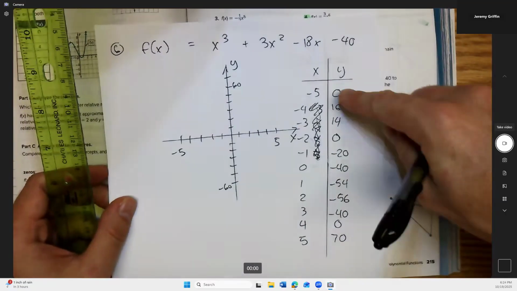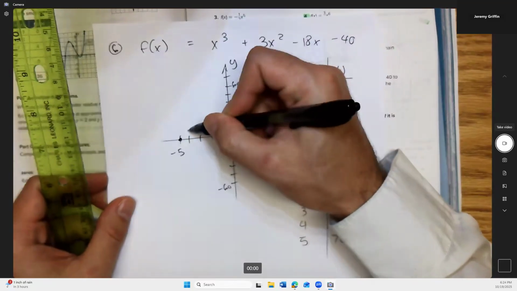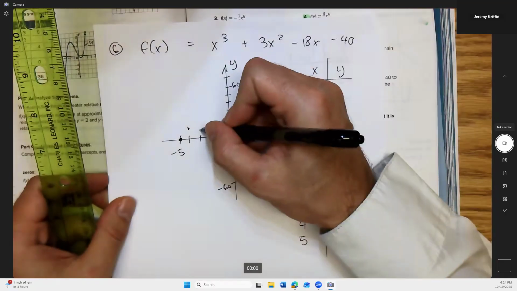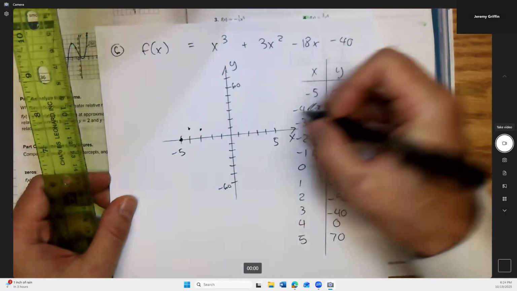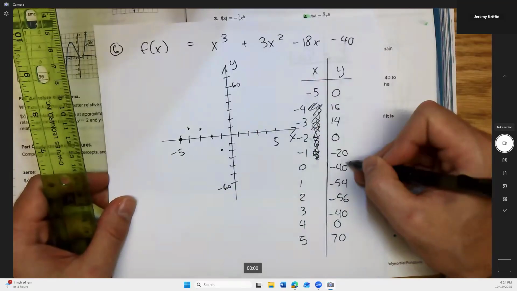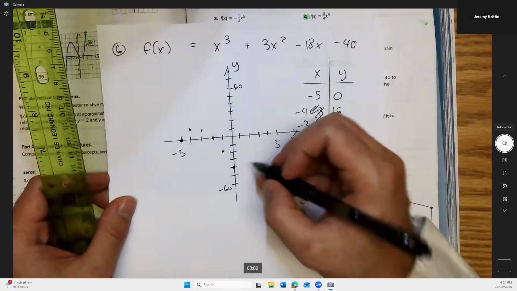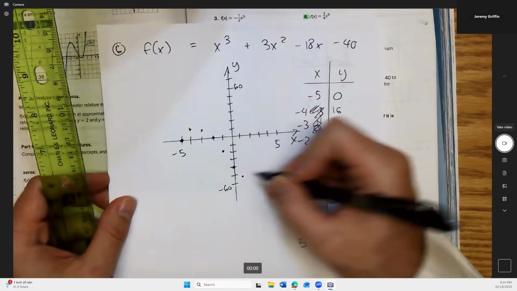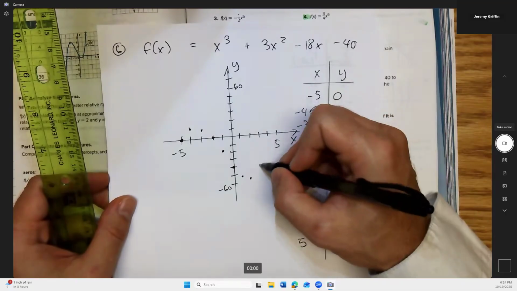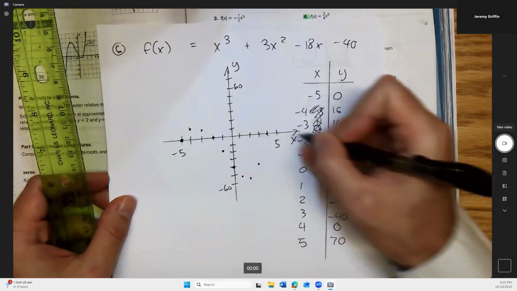Okay. Let's follow this one. It's -5, 0. Point -4, 16. Well, that's 10. It's probably right about there. -3, 14. It's probably right about there. -2, 0. -1, -20. 0, -40. 1, -54. 2, -56. 3, -40. Okay, got that. 4, 0. 5, 70.